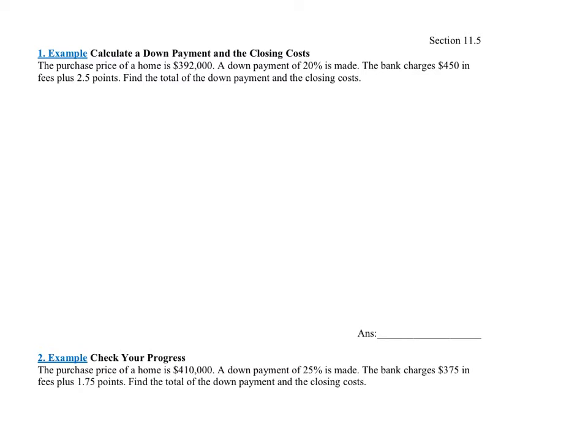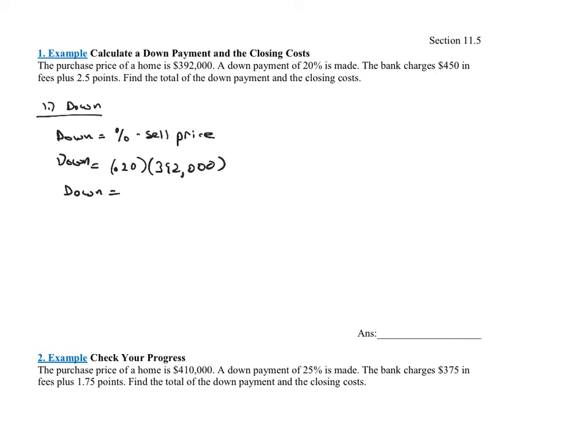So what should we do? Well, the first thing you always want to do is calculate the down payment. To calculate the down payment, you're always going to do the percent times the sale price. In this case, the percent is 20%, so that's 0.2 as a decimal, or 0.20. The sale price of the home was $392,000. Go ahead and do this on your calculator, and let's see what you get as the down payment. I'm getting a total down payment of $78,400. So that's one of the expenses that I have to come to the table with, the down payment.